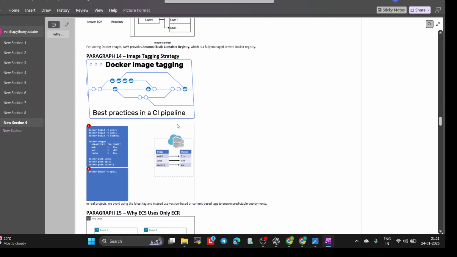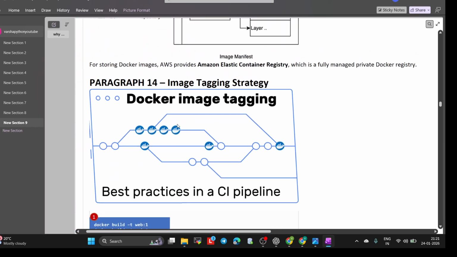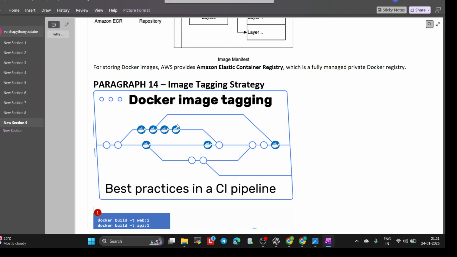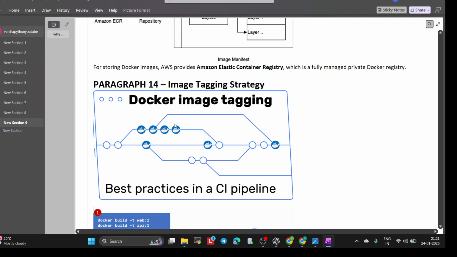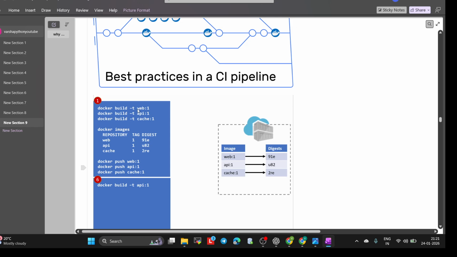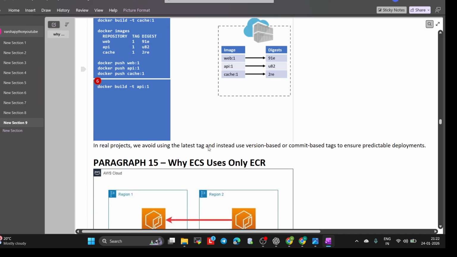Now, the 14th. If you will see this diagram, what is it saying? It is saying Amazon ECR tagging, this is the best practice tagging. And here docker build -t, docker build -t API, docker build -t, and then the Docker image it is getting. After that it is pushing and it is building from image to container. So this is the whole diagram.